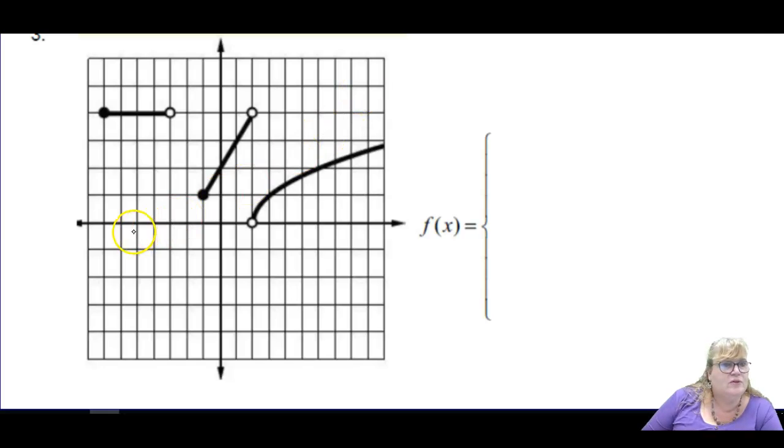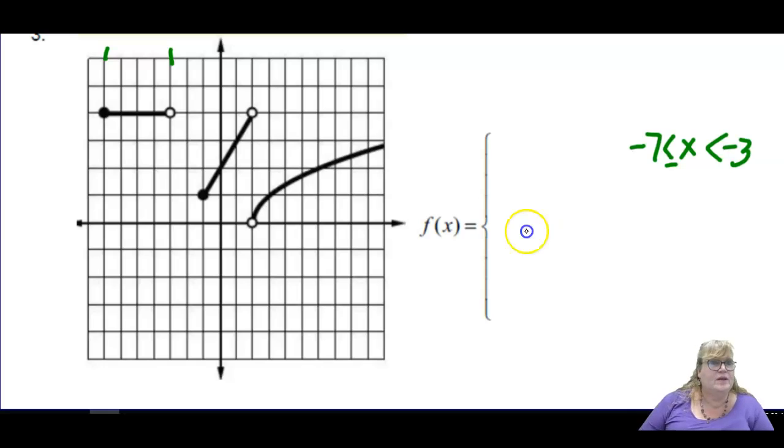Okay, so I like to do this part over here first. So the x's from here to here, which would be 1, 2, 3, 4, 5, 6, 7, from -7 to -3, and I'm sandwiched in between there. So it's a less than and an x in the middle. Now, this one was a solid circle, so the -7 gets a less than or equal to.